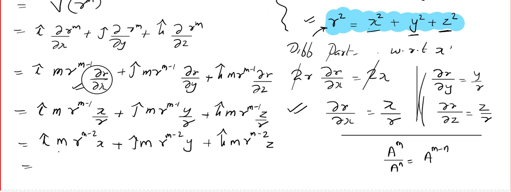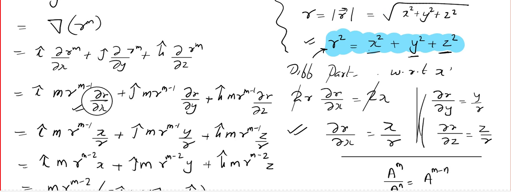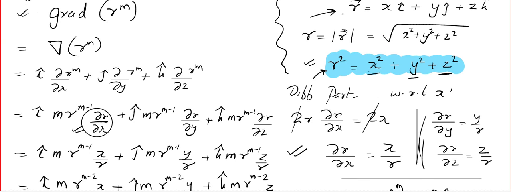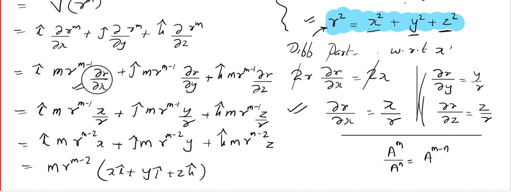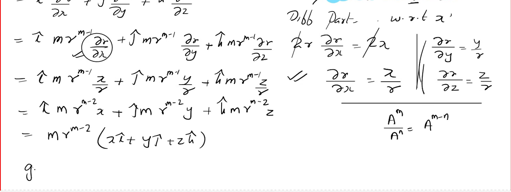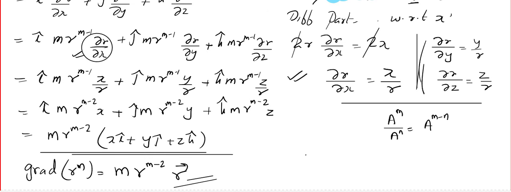And that gives me something common, m r power m minus 2. And can you guess the remaining vector? xi plus yj plus zk. Come on, how did we start? I told you, in all such problems we take the position vector r. So the final step will be: gradient of r power m is m r power m minus 2 into the r vector. Now take any book which you like and do a lot of problems related to r.